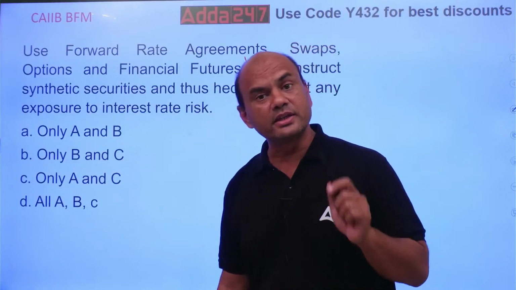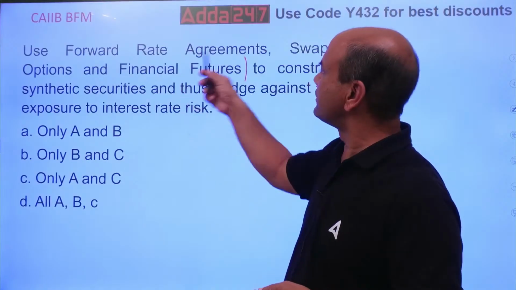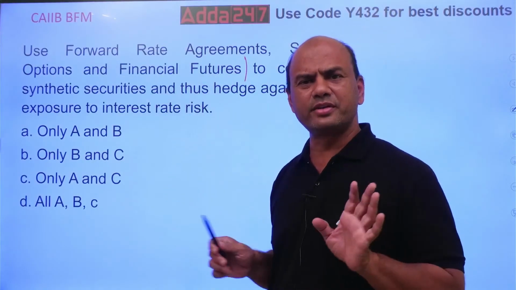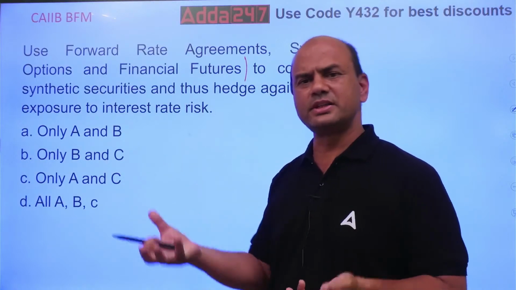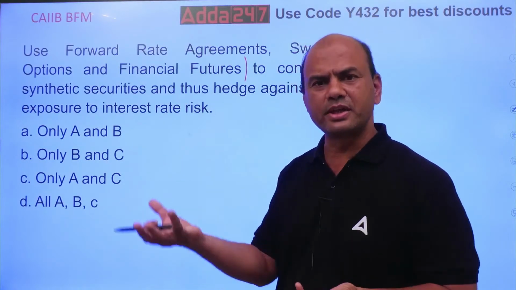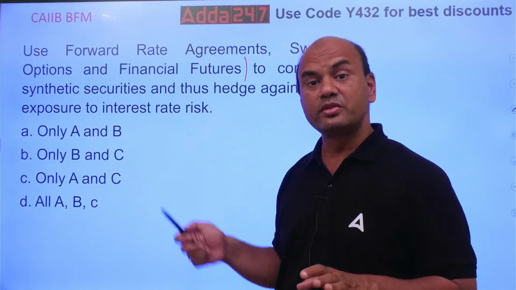These are known as simple derivatives. Simple means what? There are only 2 legs. One is this, one is that. Fixed leg, floating leg. Spot, future. Like this. So these are simple ones.